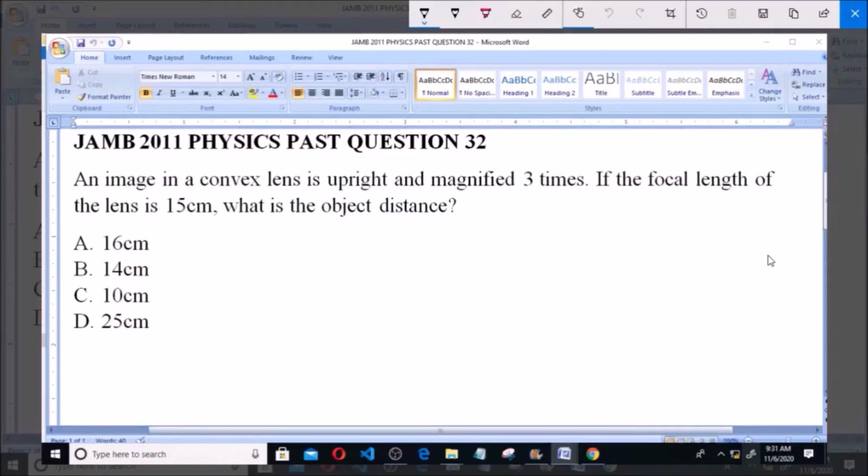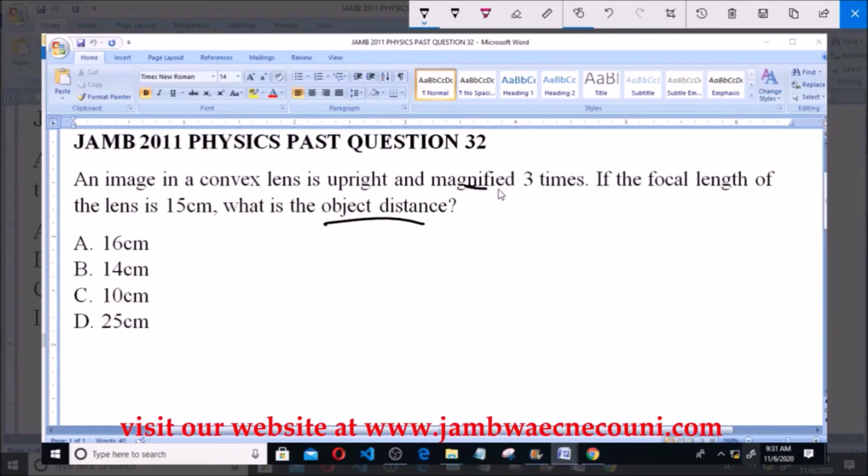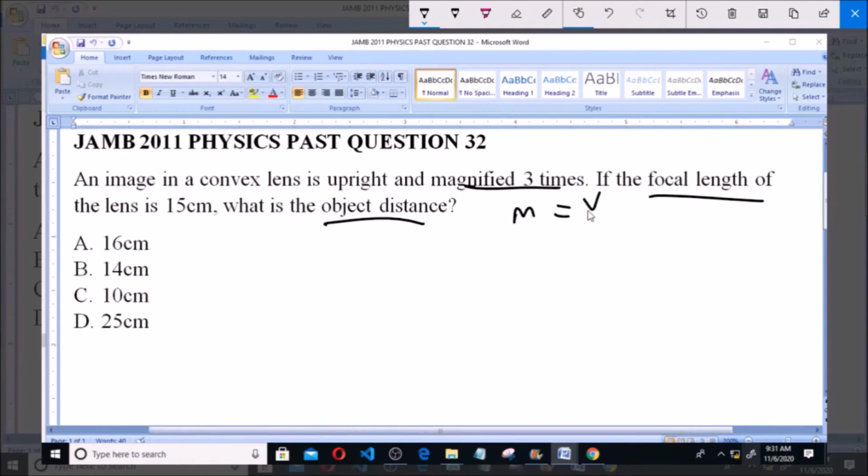Physics past question 32. An image in a convex lens is upright and magnified 3 times. If the focal length of the lens is 15 centimeters, what is the object distance? So we're asked to calculate the object distance given the magnification of that particular image and the focal length of that particular lens. It is important to note that magnification is equal to V over U. Magnification is the ratio of the image distance to the object distance, and the magnification is given to us as 3, so magnified 3 times.